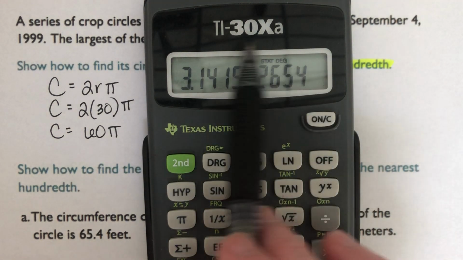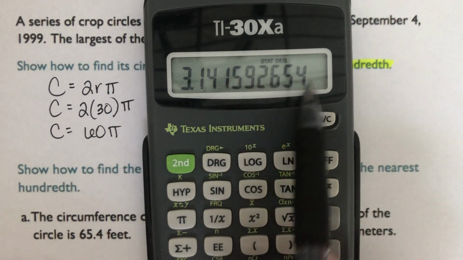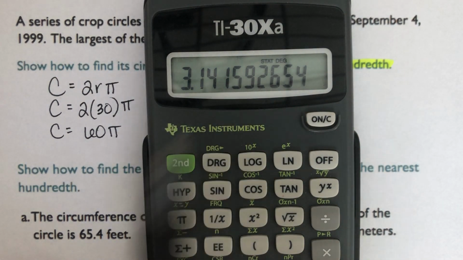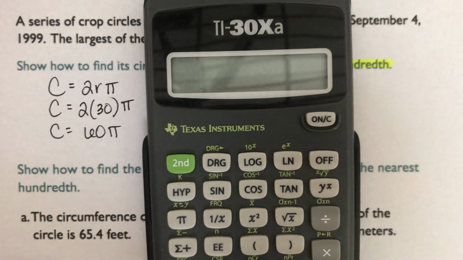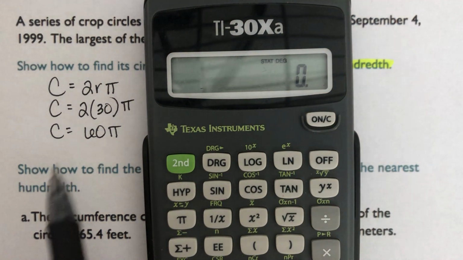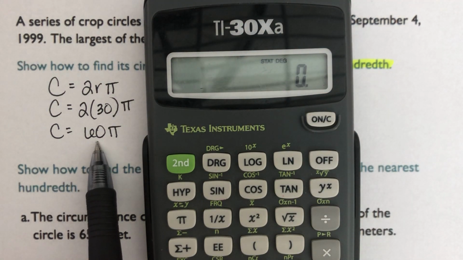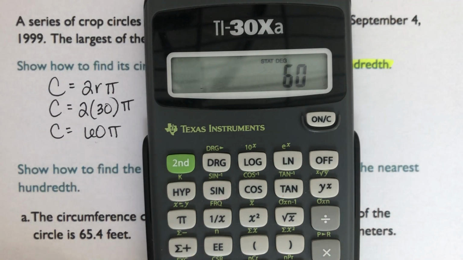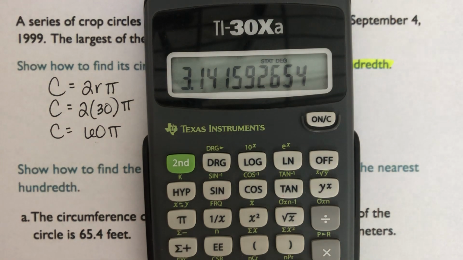So this is a little more accurate because they include more of the decimal. They don't round it off to 3.14. So that's what we're going to use since we are able to. We have the button. So we're going to do 60 times the pi key. So 60, hit times the pi key, and then you have to hit equals.